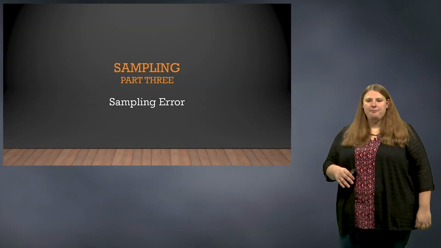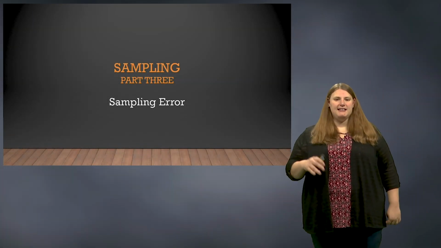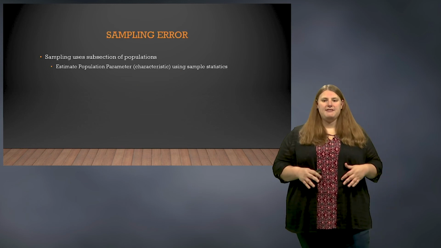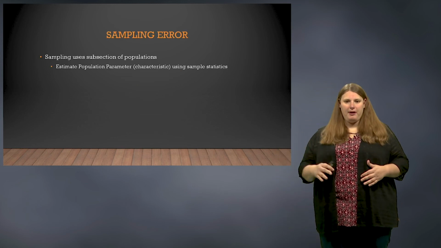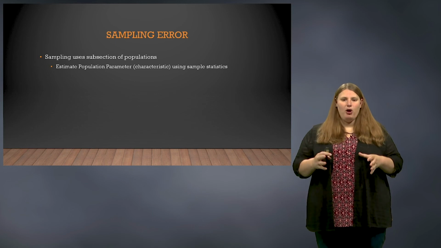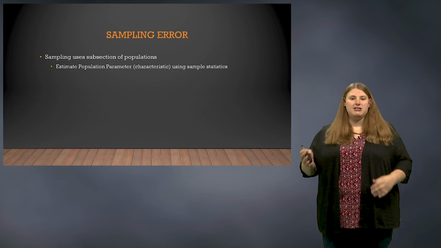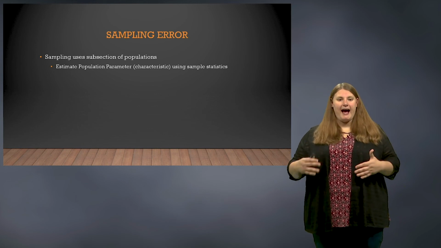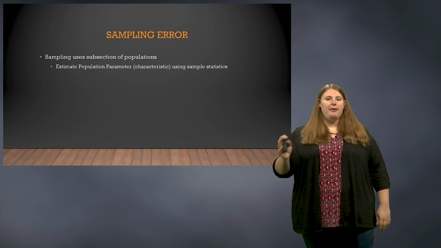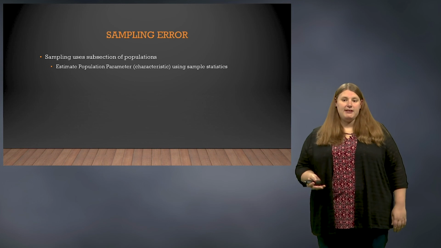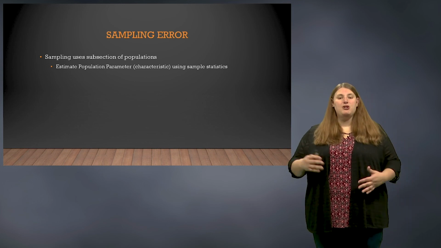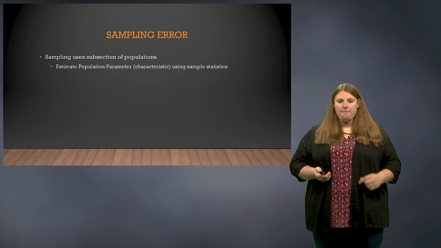Welcome back, everyone. In this lecture, we're going to discuss the concept of sampling error. Now, remember from our last video that when we take a sample from the population, we're taking a smaller subsection of the whole population to actually analyze. And that means that we're going to need to estimate the actual population characteristic by calculating statistics on the sample itself. The population characteristic that we're interested in is known as the population parameter.